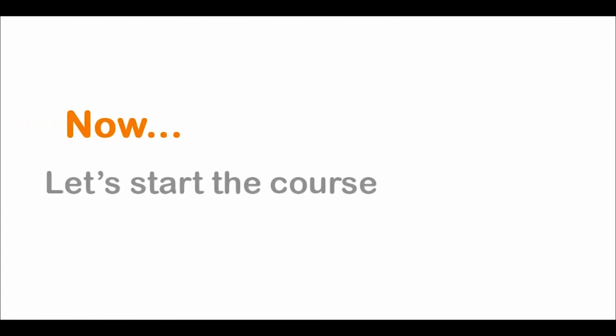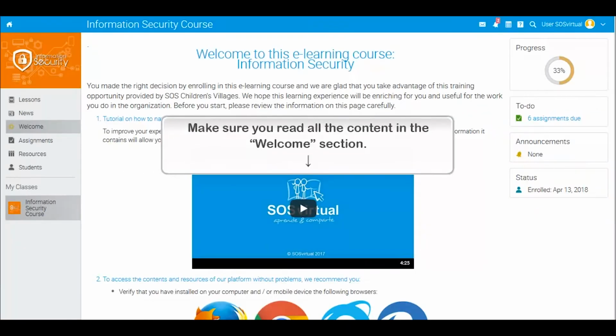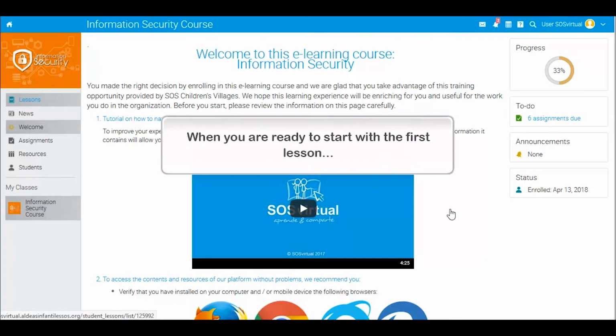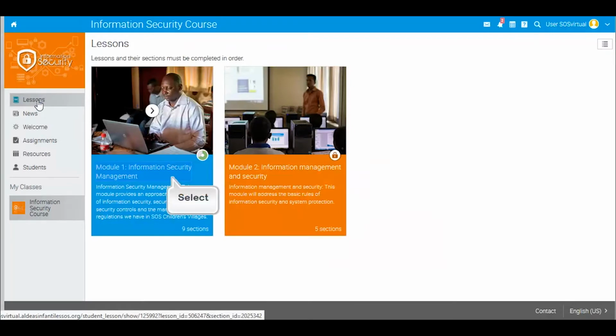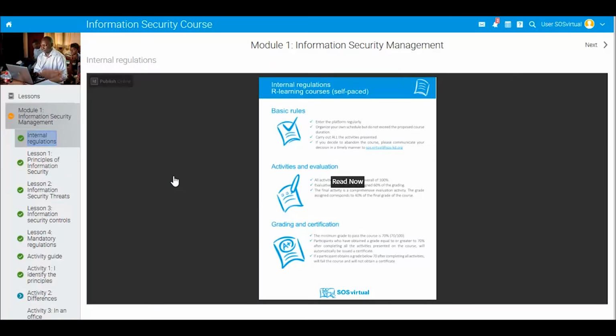Now let's start the course. Before you start your training, make sure you read all the content in the Welcome section. When you are ready to start with the first lesson, go to the menu on the left sidebar and click on Lessons. Click on the box for Module 1. First, you need to read the internal regulation document.